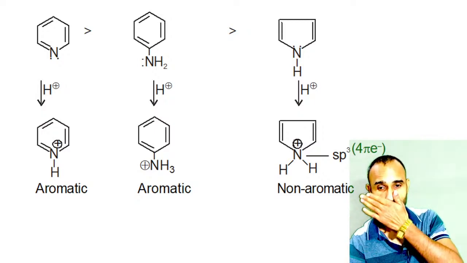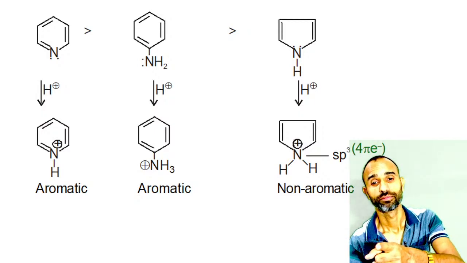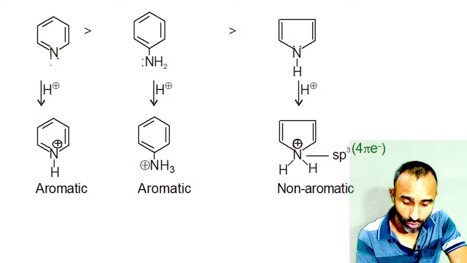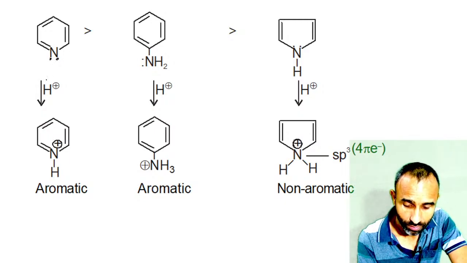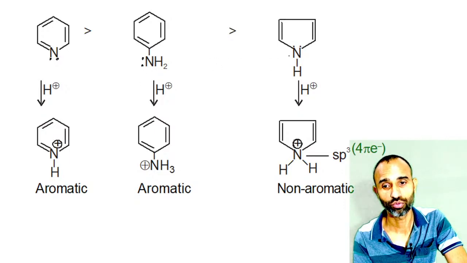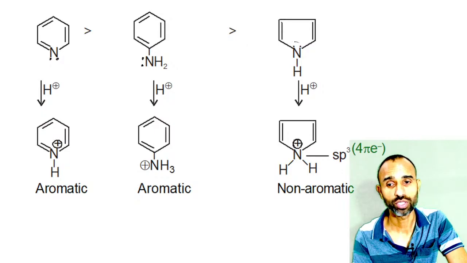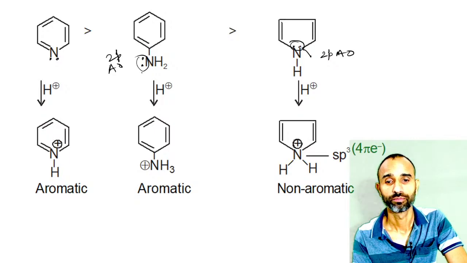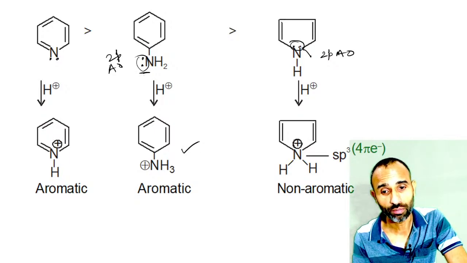See the order: pyridine, aniline, pyrrole. So pyridine is most basic, aniline is at the second position, and pyrrole is least, because this lone pair is not at all available on nitrogen. Though it is in a 2p atomic orbital, it is also in a 2p atomic orbital, but in this case even if it donates the lone pair it remains aromatic.